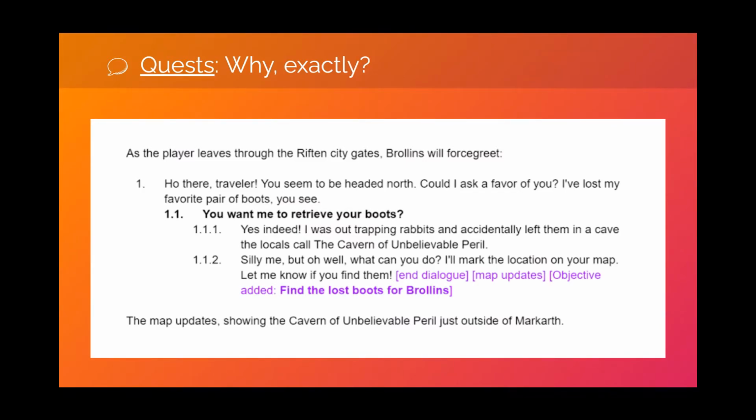There are so many things wrong with this, and yet I see this all the time. First thing that's wrong. Markarth is nowhere near Riften. If you were anywhere trapping rabbits, you would not be going to the other side of Skyrim to do so. Not without explanation, certainly. Second, why would you trap rabbits in a place called the Cavern of Unbelievable Peril? You know it's called that. You're a hunter. What are you doing? And then the third one, how do you lose your boots and get all the way back to Riften? Like, how? So much wrong here.